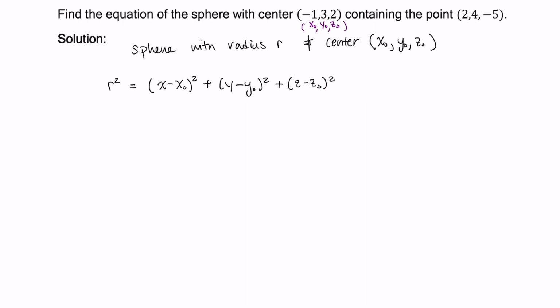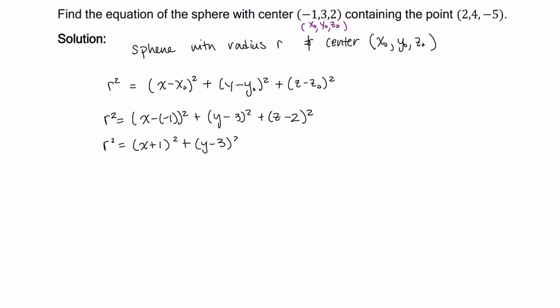And we don't know what our radius is, so let's not worry about that right now. Let's just go ahead and fill in what we do know. So r squared is equal to (x minus -1) squared plus (y minus 3) squared plus (z minus 2) quantity squared. Now, a negative minus a negative is a positive, so I'll rewrite this just one more time before we continue. Please do not underestimate the value of neat and organized work.